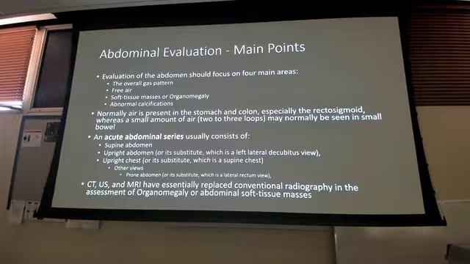Normally, air is present in the stomach and colon, especially the rectosigmoid. Right, that's the end part right before we get to our rectum, before we pass gas or use the restroom. You can have a small amount in the small bowel, but it's not tons. And usually you don't ever order just an abdomen x-ray, right? You end up getting what's called an acute abdominal series. Okay, that's what the order is called. It comes with a supine abdomen, so I'm lying down, an upright abdomen, standing up, and then an upright chest.